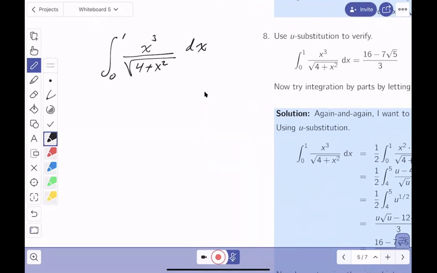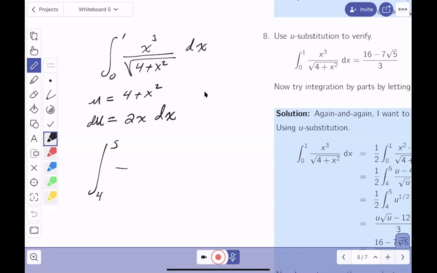I'm going to say u is equal to 4 plus x squared. And then du, I'm not saying it's going to work, but I'm saying I'm willing to try it, is going to be 2x dx. That's not so bad, right? Let's put this down. So we're going to go directly to the land of u's now. So if x is 0, that's a lower limit, the u would be 4. Now, if x is 1, the u would be 5.